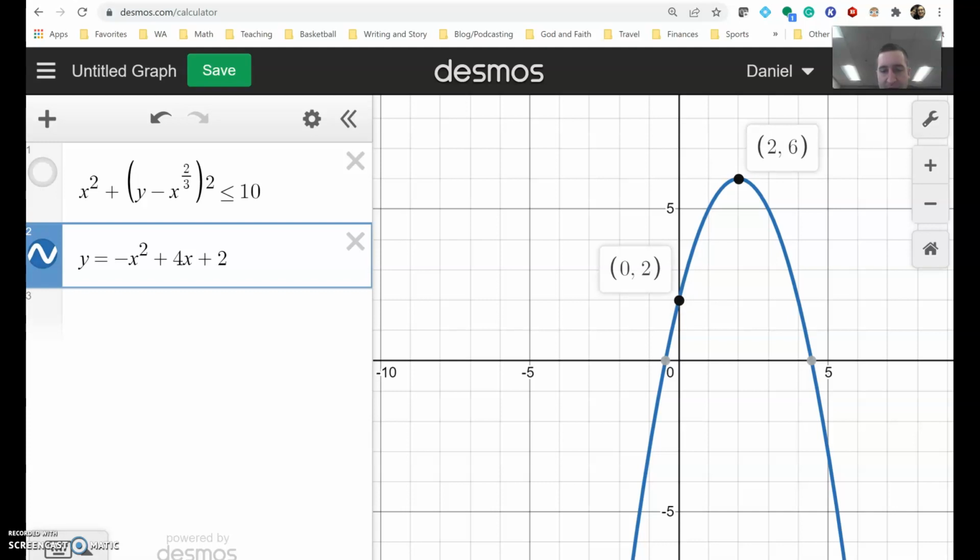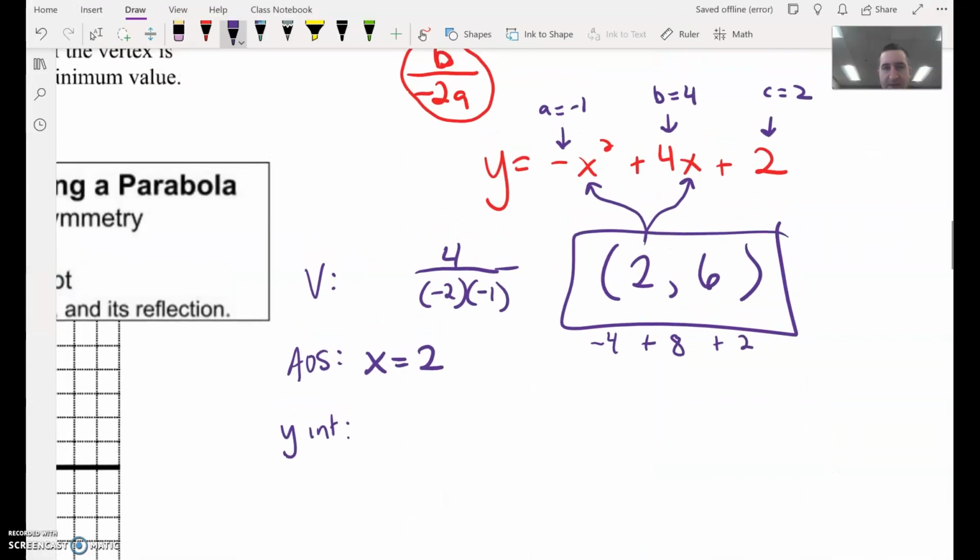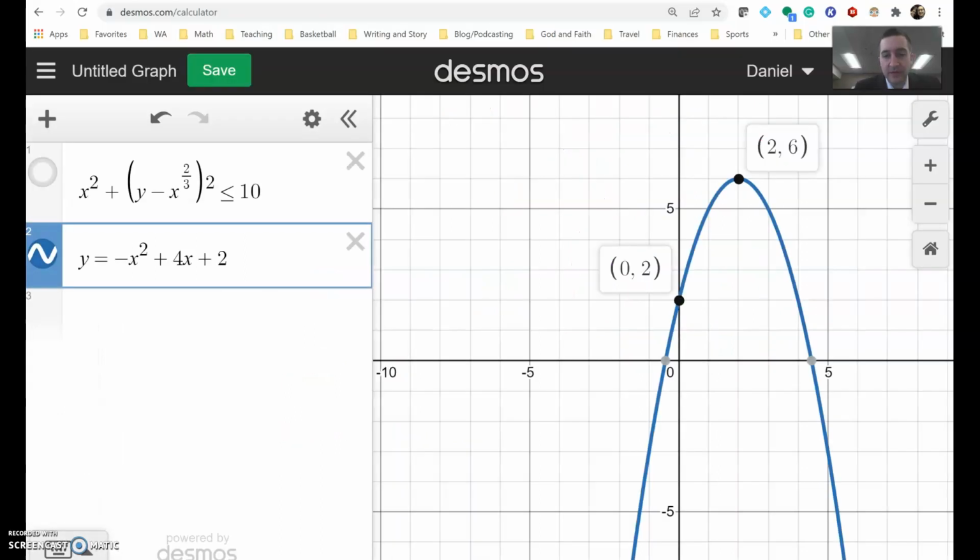Look at our equation. You ready for this? The y-intercept is actually the easiest thing to find. The y-intercept of a parabola, of a quadratic, is just the constant. Whatever the constant is, that is your y-intercept. So in this case, the y-intercept is 0, 2. Let's go back and check. 0, 2. That's the y-intercept.